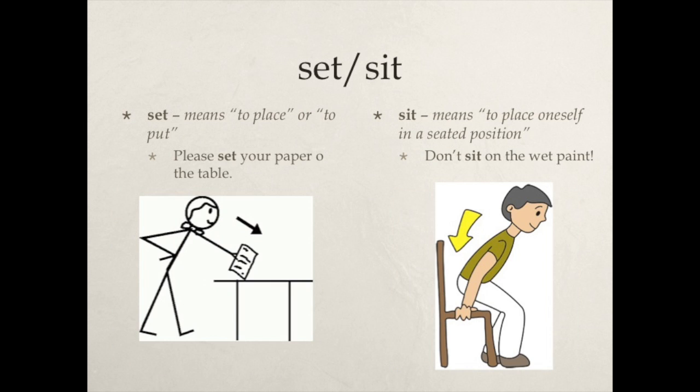All right, our next set of verbs is set, S-E-T, versus sit, S-I-T. Set means to place or to put. Please set your paper on the table means please put, place your paper on the table. Sit, S-I-T, means to put yourself in a seated position. Don't sit on wet paint. Please sit Indian style. Basically, set is when you're doing it to something else. Sit is when you're putting yourself in a seated position.